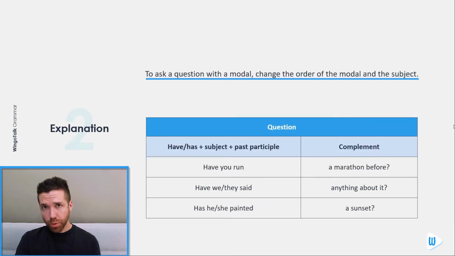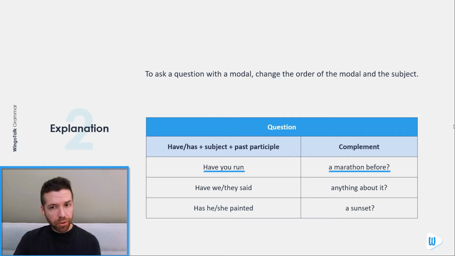To ask a question with a modal, change the order of the modal and the subject. Have you run a marathon before? Have we said anything about it? Has he painted a sunset?